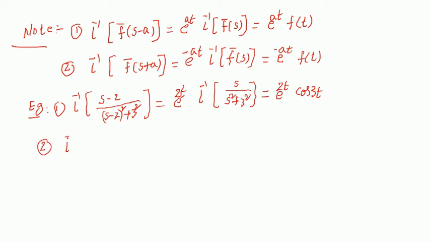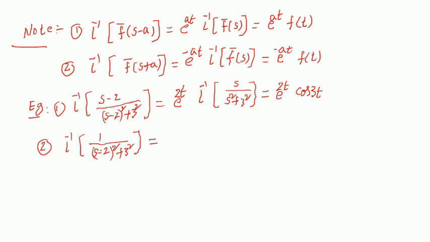Now see the example number 2. L inverse of 1 by s minus 2 whole square plus 3 square. This is equal to, here what is the form of s? s is s minus 2. In the numerator we do not have the s. Suppose if we have the s in the numerator, then we have to write that s also in the form of s minus 2, but we do not have the s, right? So directly we can write the formula.